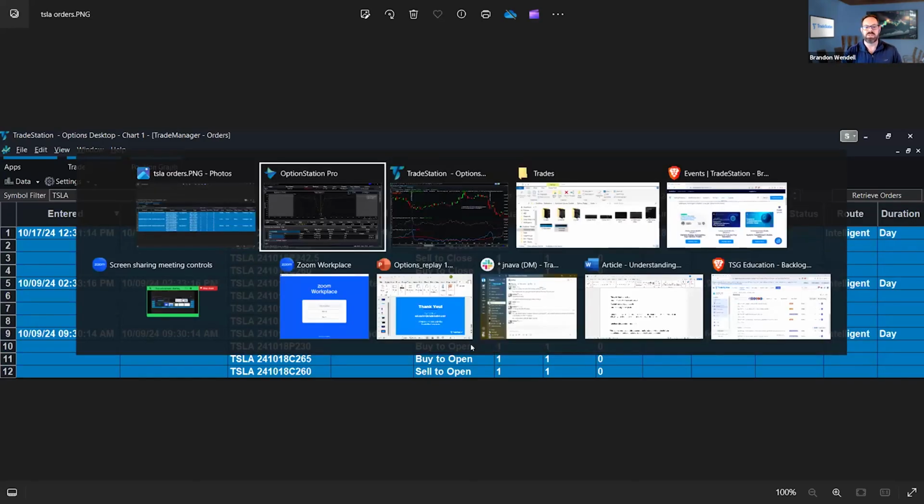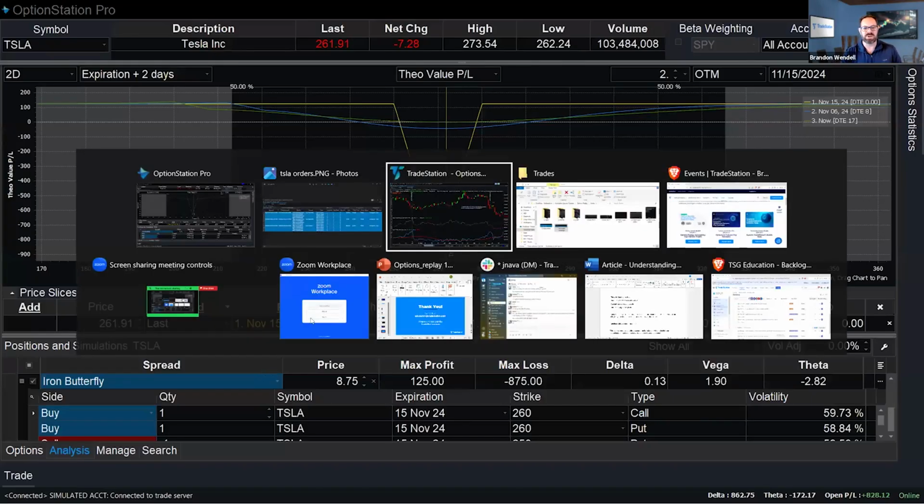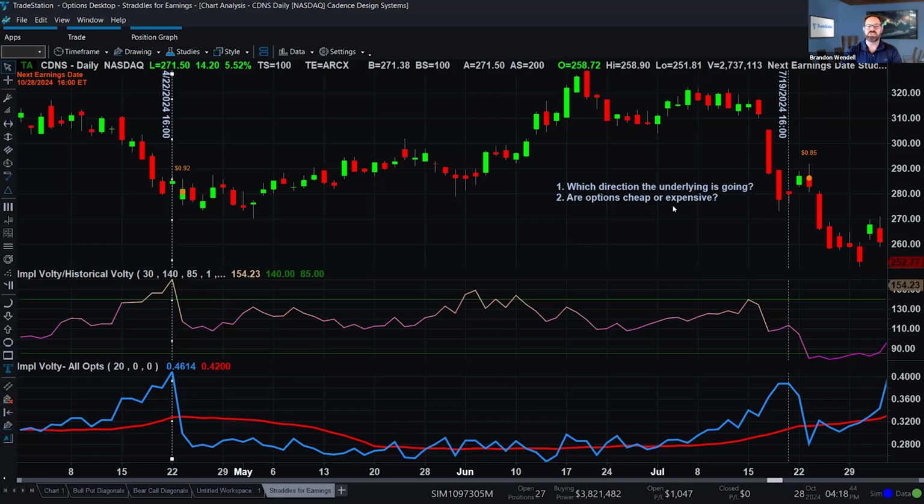Okay. So that goes back to the basics of my trading. Are options cheap or expensive? If they're cheap, I would lean more towards a debit strategy. If they're expensive, I would lean more towards the credit strategy. And that way I'm selling something that's expensive or I'm buying something that's cheap. And actually, there's a great question that came up.